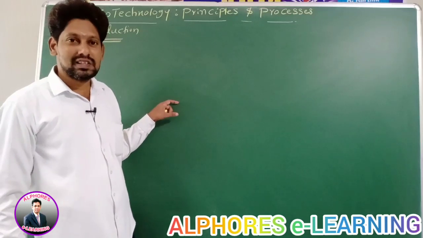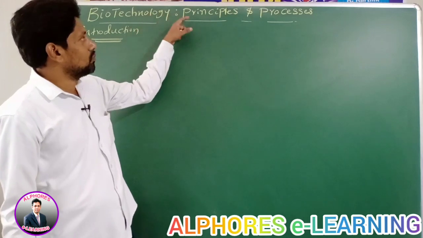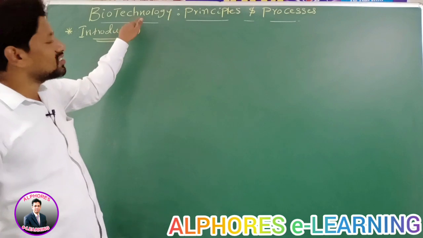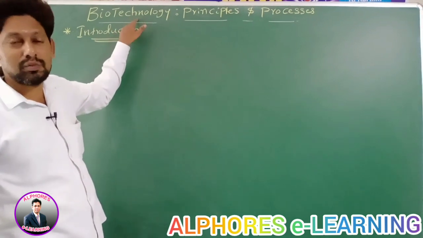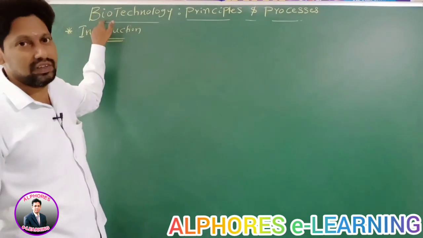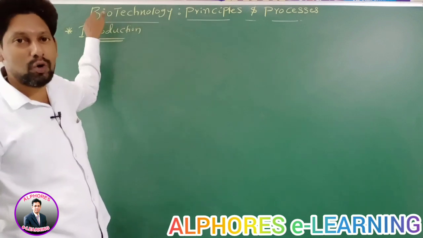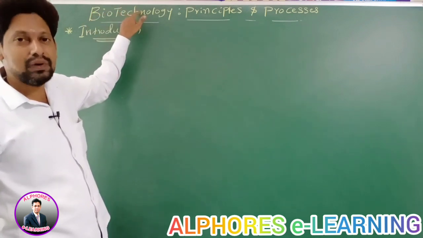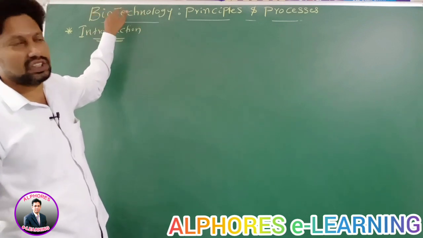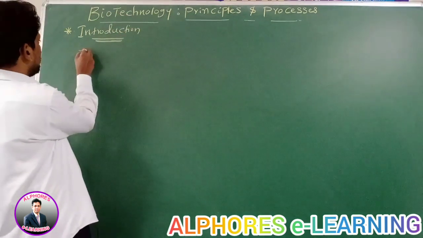Friends, we are discussing a new chapter today: Biotechnology Principles and Processes. Let us go to the introduction. Technology means application of science. Bio means living. Therefore, biotechnology is the application of science to living organisms. This is the simple definition of biotechnology. Is it okay? Now listen here.